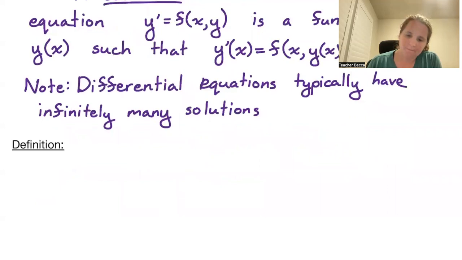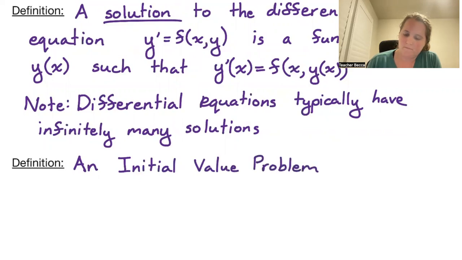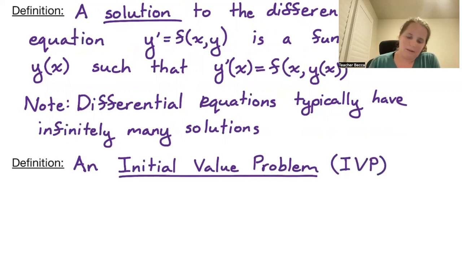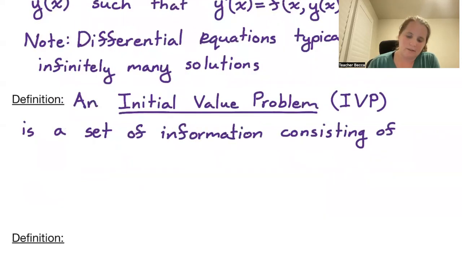Another definition, an initial value problem, otherwise referred to as IVP, is a pair of a differential equation or a set of information consisting of a differential equation and initial conditions at one point.